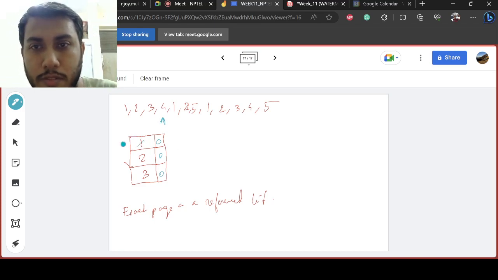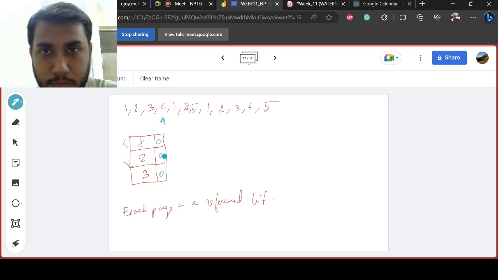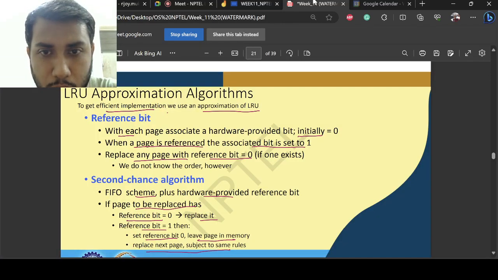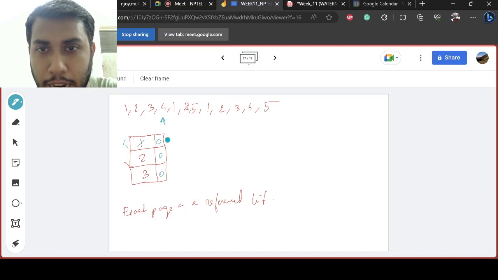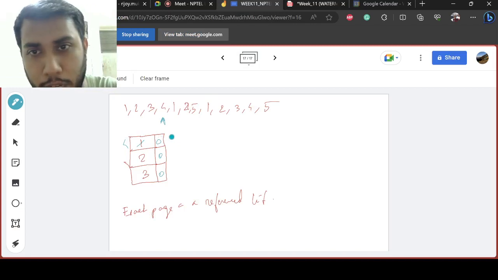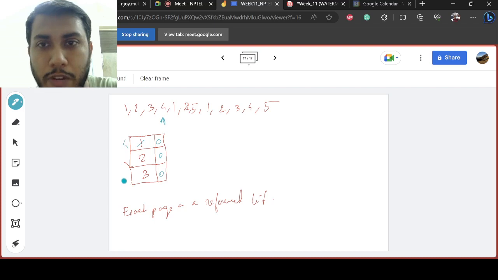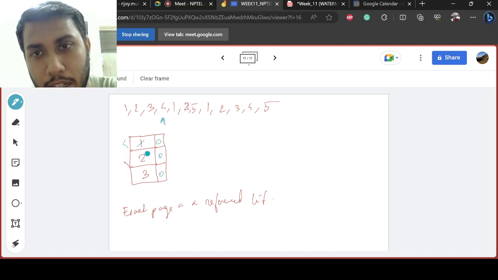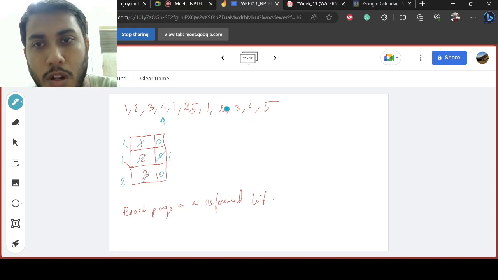You replace this one, because its reference is currently 0, so you can do it. So you just check from top to down which one has a reference 0. So you replace it with 4. Then comes 1, not present, replace it with 1. Then comes 2, not present, replace it with 2. Now comes 1. So what you do here, you make the reference count 1. Next comes 2. 2 is also present, you set its reference to 1.